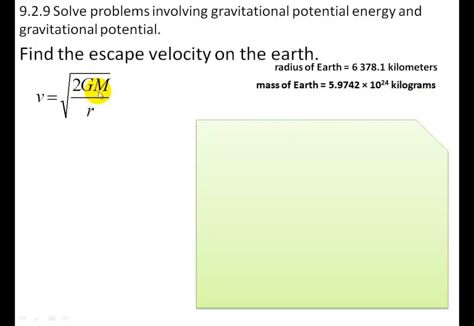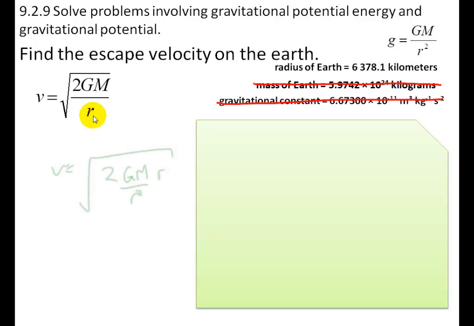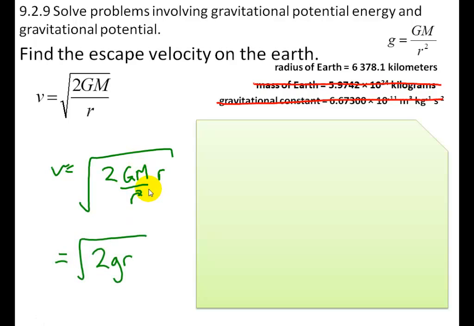You know that the square root of 2GM over r is equal to the escape velocity, but if you divide by r and multiply by r again, GM over r squared is going to be the field strength, which is 9.81. So that makes life a little bit easier for you. So remember, 2GM over r squared times r. This is equal to g, which is 9.81. So we end up with this.